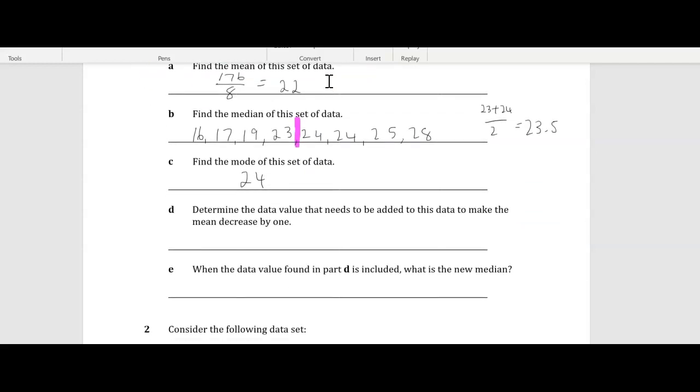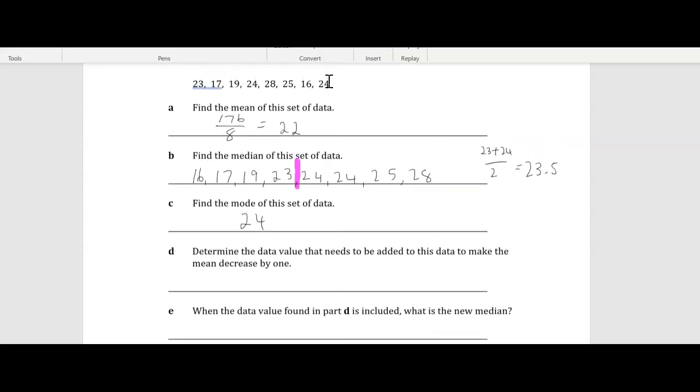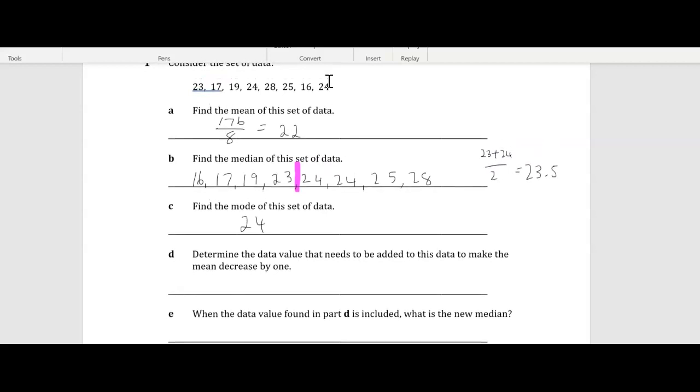Determine the data value that needs to be added to this data to make the mean decrease by 1. So basically, these, sorry, a little bit of a glitch. We've got 176, and we're going to add a value, which we don't know what that's going to be, so we'll call that plus x, divided by, now we've got 9 values.